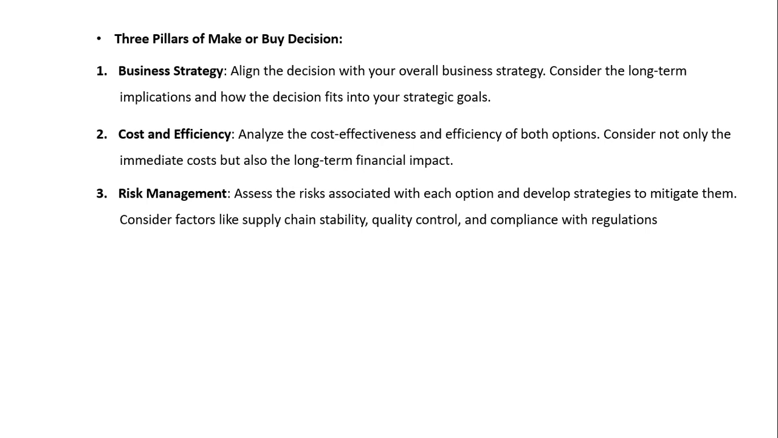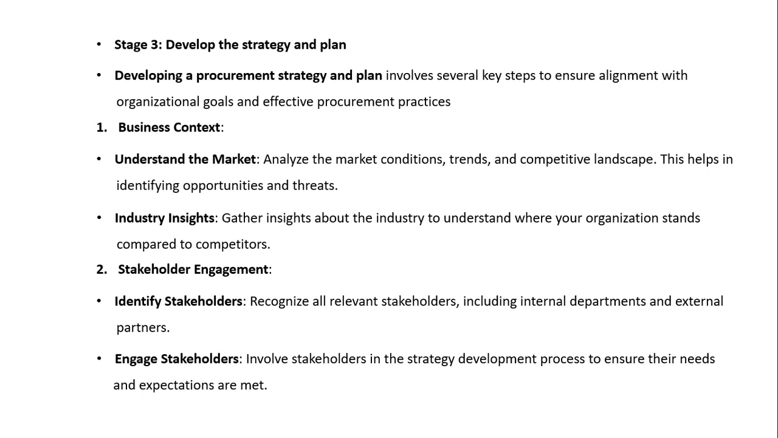3. Risk management. Assess the risks associated with each option and develop strategies to mitigate them. Consider factors like supply chain stability, quality control, and compliance with regulations. Stage 3. Develop the strategy and plan. Developing a procurement strategy and plan involves several key steps to ensure alignment with organizational goals and effective procurement practices.